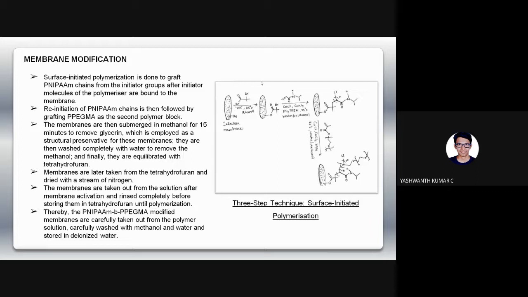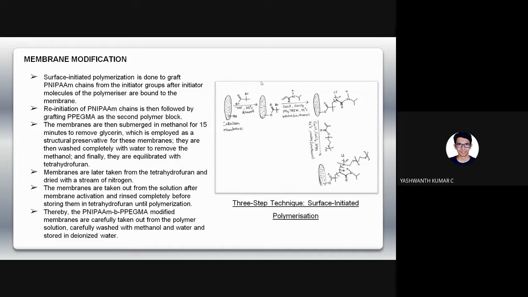The membranes are then submerged in methanol for 15 minutes to remove glycerin, which is employed as a structural preservative for these membranes. They are then washed completely with water to remove the methanol, and finally they are equilibrated with tetrahydrofuran. Membranes are later taken from the tetrahydrofuran and placed in the glove box after being dried with a stream of nitrogen. The membranes are taken out from the solution after membrane activation and rinsed completely before storing them in tetrahydrofuran until polymerization. Polymerization of PNIPAM is carried out for 1 hour at atmospheric temperature.